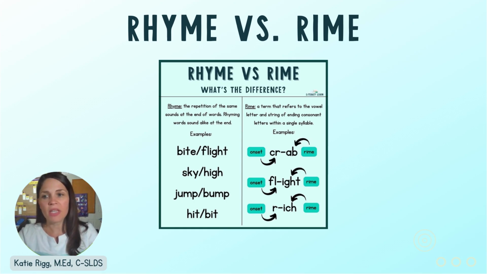Today we're going to be diving into two common terms in early literacy, rhyme and rime. We're going to discuss what they are, the differences between them, and then why they're important in your early literacy classroom. So let's get right to it.